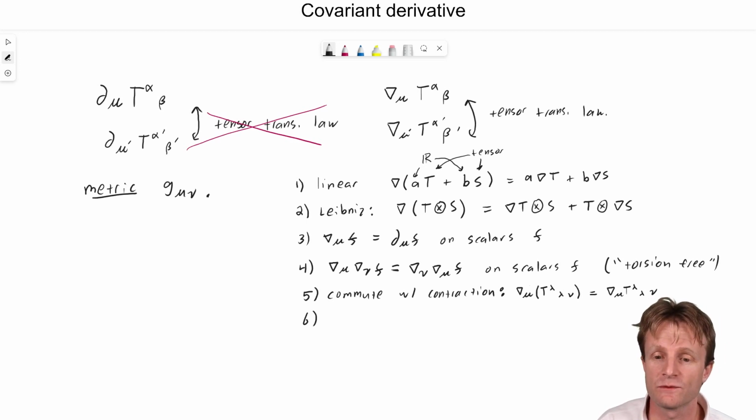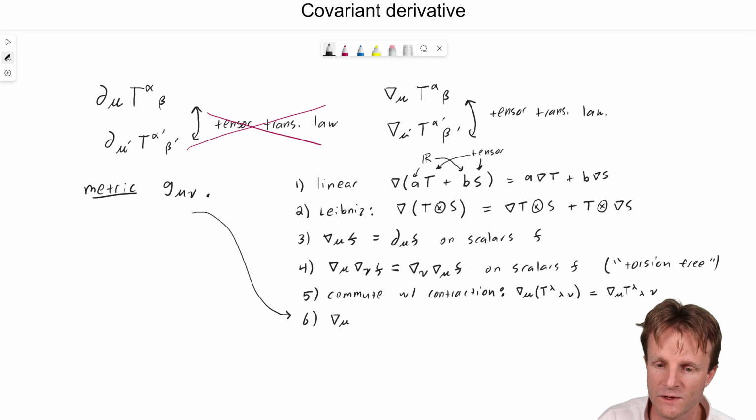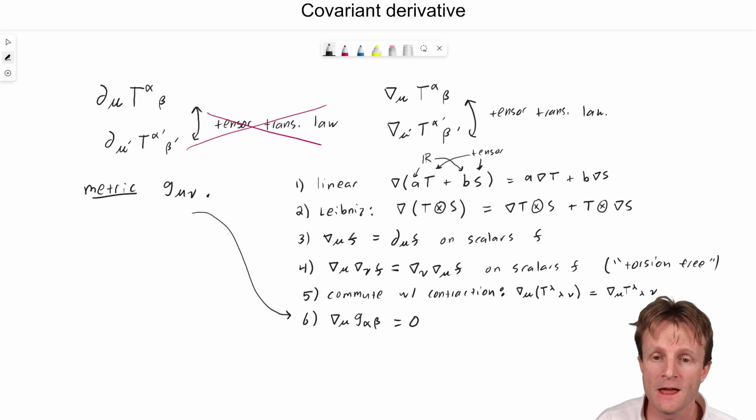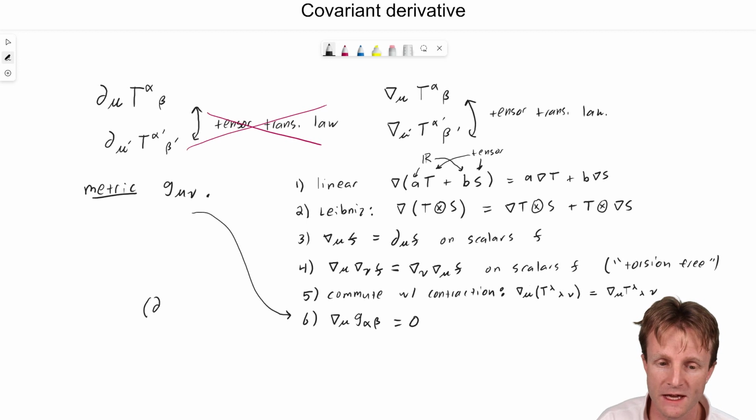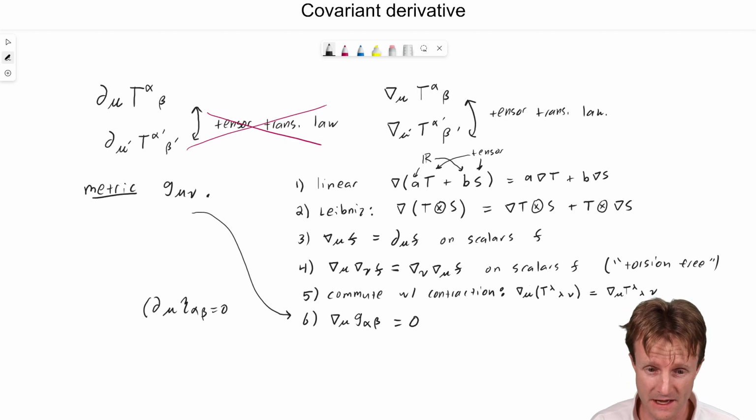And the very last condition we're going to impose is where the metric gets involved. Just down here at the end, we're going to impose that del mu g alpha beta equals 0. And this generalizes the property that in flat space-time, in inertial coordinates, we had del mu eta alpha beta equals 0, just as a statement that eta was minus 1, 1, 1, 1 on the diagonals, and so the derivatives vanished. That now gets promoted to this covariant derivative, which had better annihilate the metric in this way.